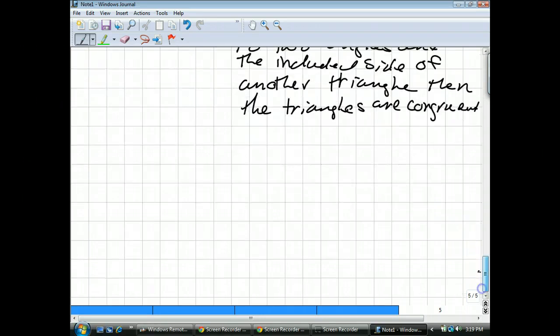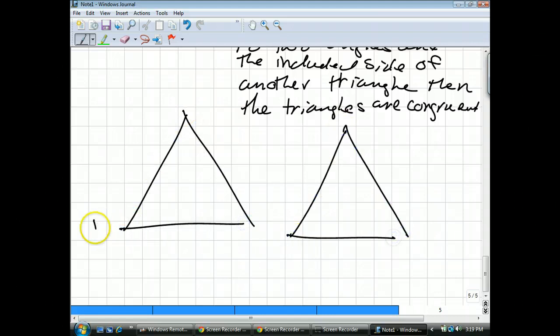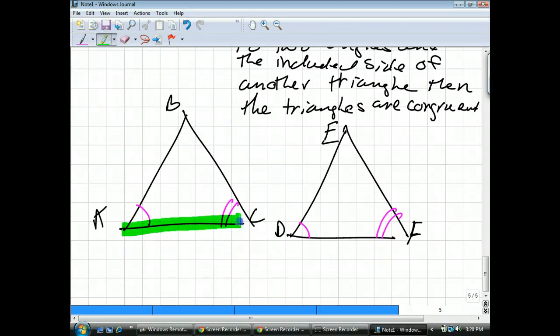Okay, so in a picture, two angles, so let's say this angle and this angle are congruent to this angle and this angle, and it has to be the included side, which would be this side and this side. So if that is true, then I can say triangle ABC is congruent to triangle DEF.